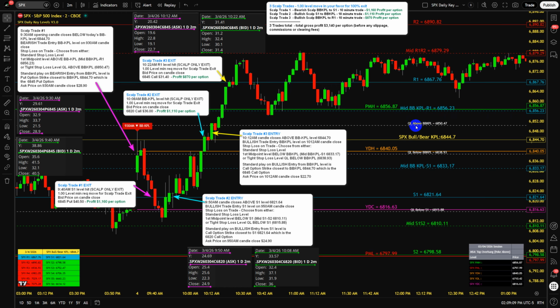Your exit is going to be on a scalp trade a one level move in your favor. A one level move in your favor on a bearish trade from the bull bear KPL is going to be one full level down. That's going to be the S1 level for today's session.